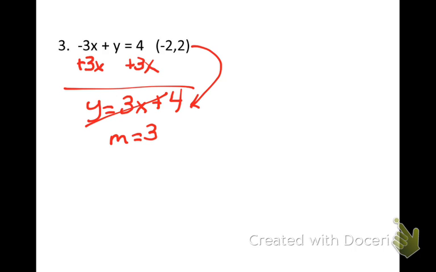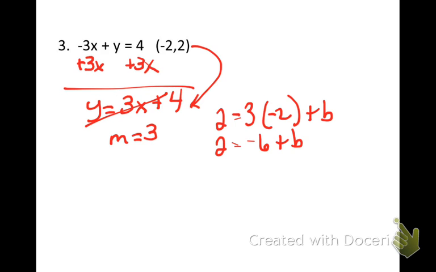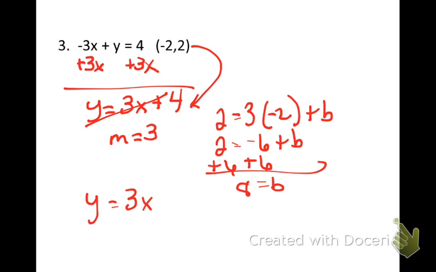I'm going to use that with this ordered pair now. So y is 2, m is 3, x is -2, plus b. 2 equals -6 plus b, so I would need to add 6 to each side and get that 8 equals b. So y equals, my m is 3, my b is 8, and that would be my new equation, parallel to this one. It has a different y-intercept, notice.